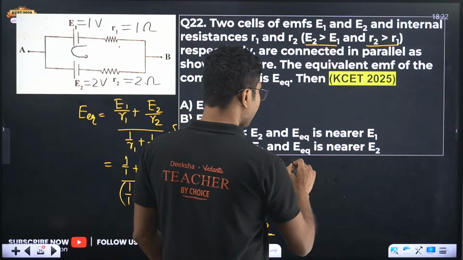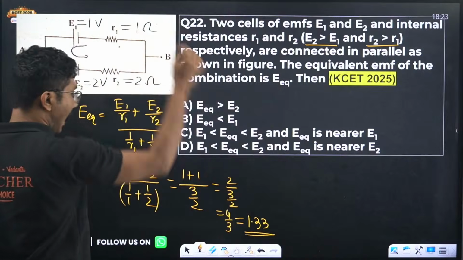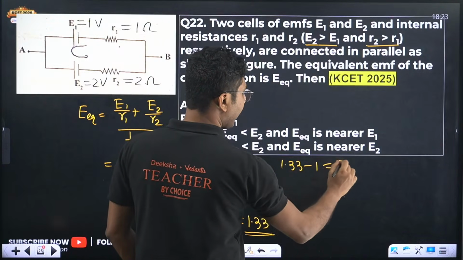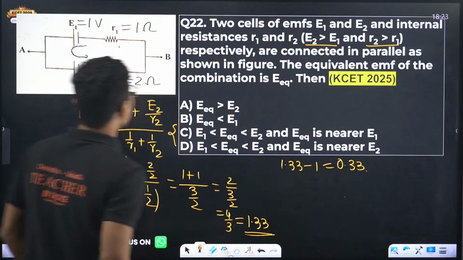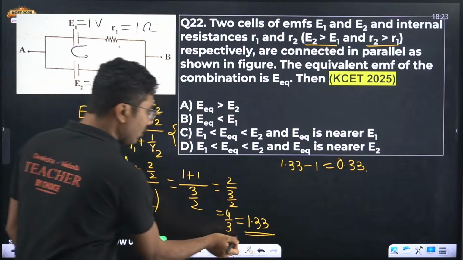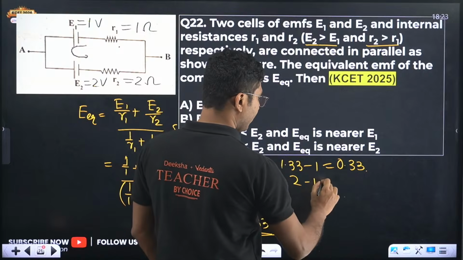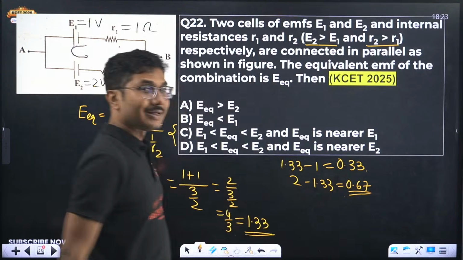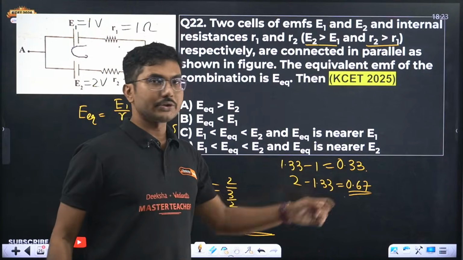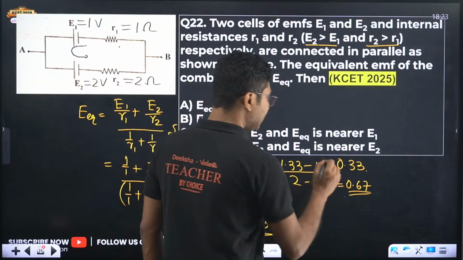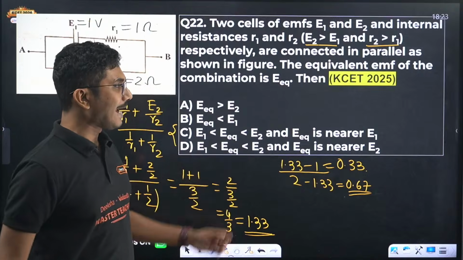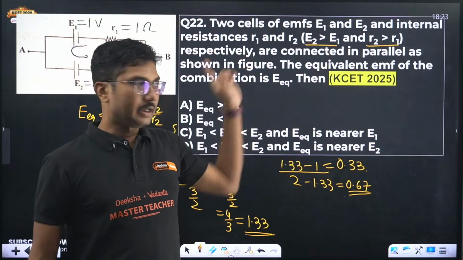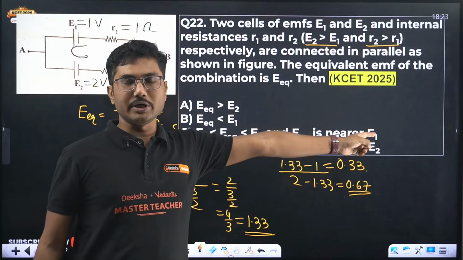Now what is the difference between 1 and 1.33? The difference between 1.33 and 1 is 0.33. Now what is the difference between 2 and 1.33? 2 minus 1.33 is 0.67. Now which one is closer? It is between these two values, and E equivalent is closer to E1. E equivalent is nearer to E1.